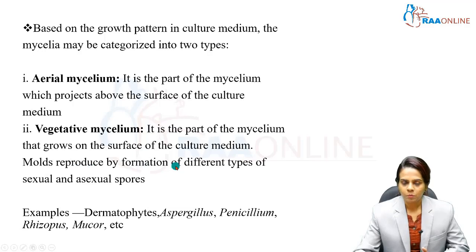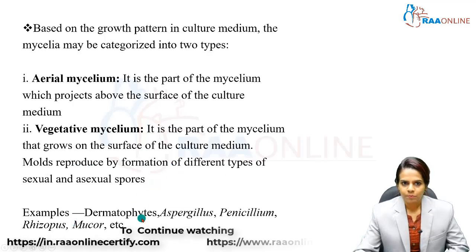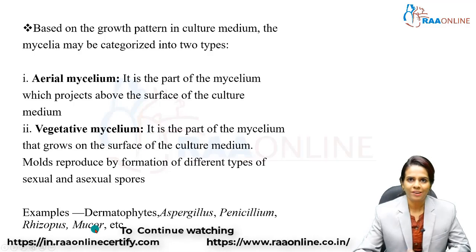And molds reproduce by formation of different types of sexual and asexual spores. Examples of molds include Aspergillus, Penicillium, Rhizopus, Mucor and others. These are filamentous fungi.